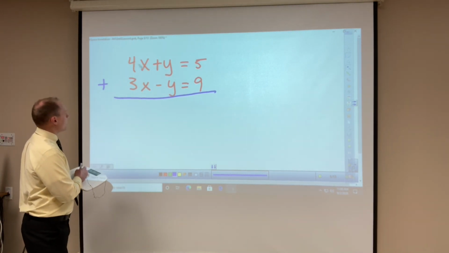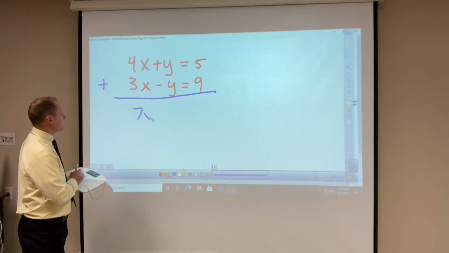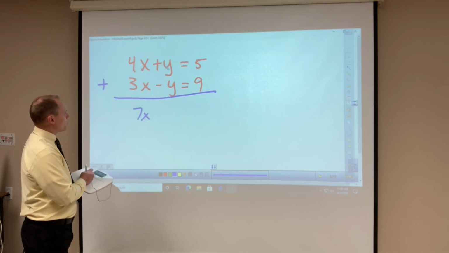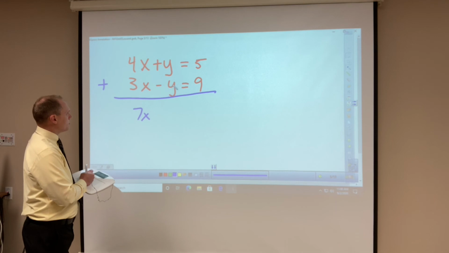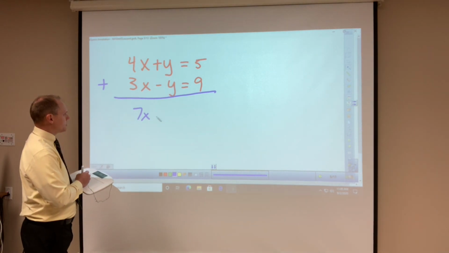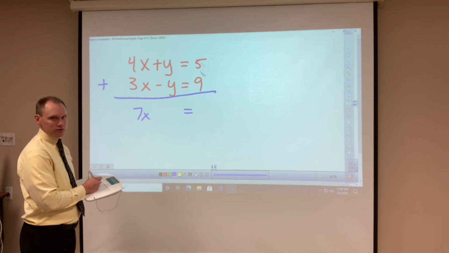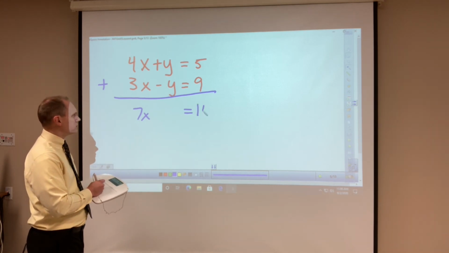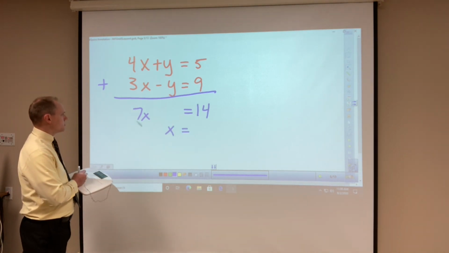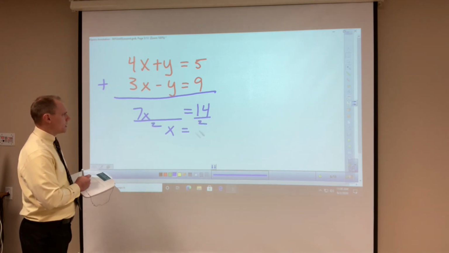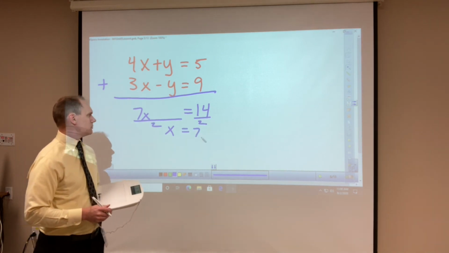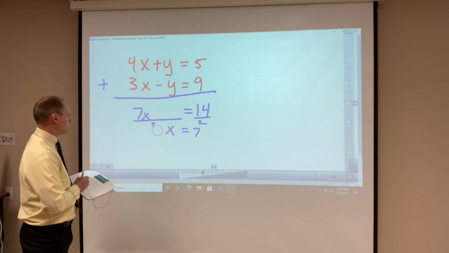And so we're going to have 4x plus 3x is 7x plus y plus a negative y is 0y. So I'm not going to write it down here. And then don't forget to do it on the right side as well. 5 plus 9 is 14. So x is equal to, if we divide both sides by 2, x is equal to, we're dividing by 7.